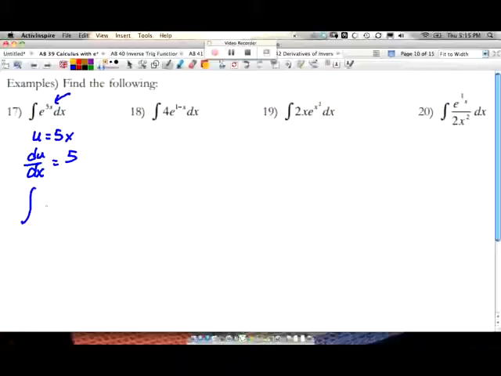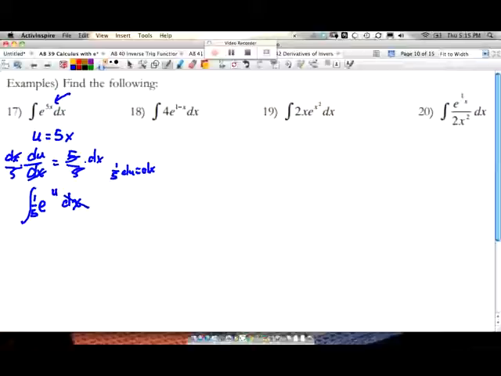Because if I were to make the first substitution, I'd have e to the u, then dx. Well, I need to change this out for du. So that means I've got to multiply both sides by dx and divide both sides by 5. What are we going to get? We're going to get 1/5 du equals dx. So I've got to have a 1/5 in here, and this dx is going to become a du.